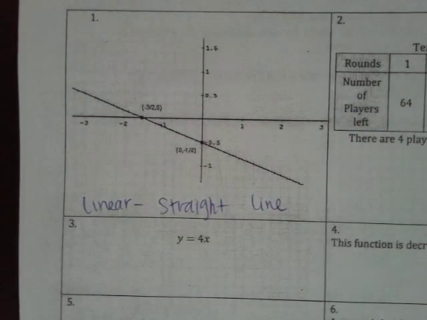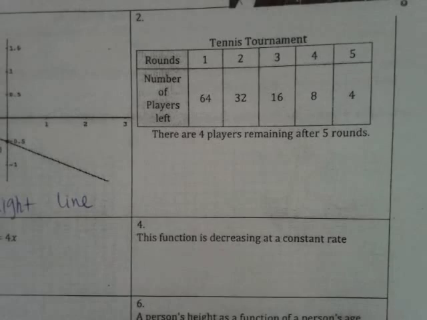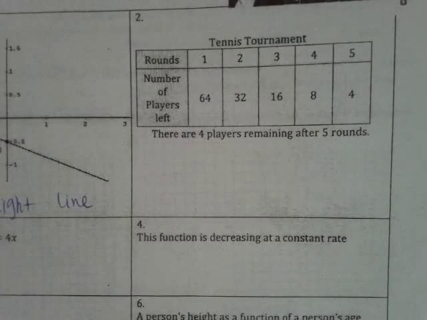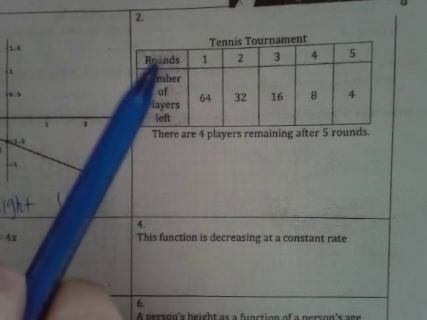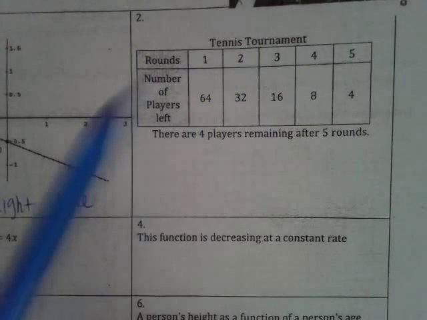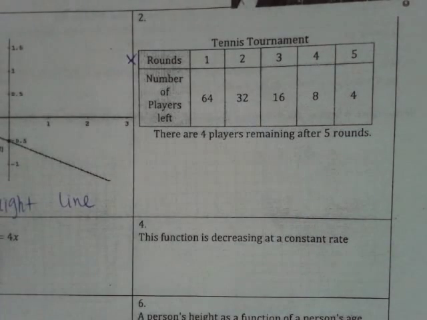It's a straight line, so it's linear. Number 2. Now the first thing, if I'm given a table that I want to look at, I have a tennis tournament. There are certain rounds, round 1, 2, 3, 4, 5, and there are a number of players left, so it looks like it's an elimination tournament. The rounds would be my x values. The number of players will be my y values.